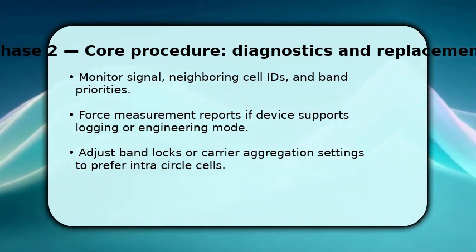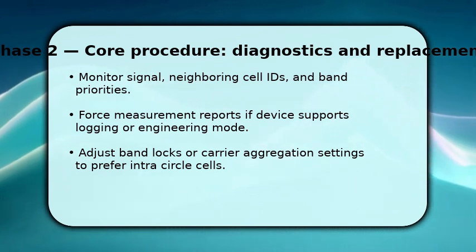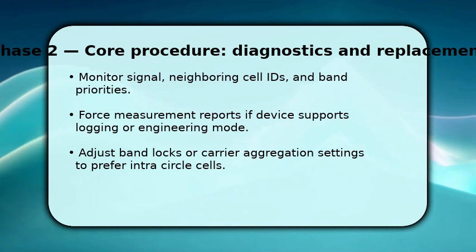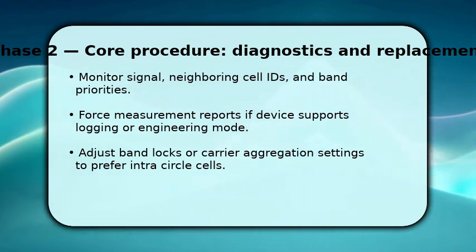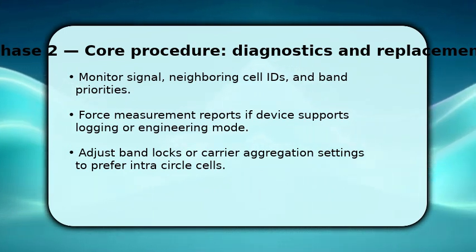Then, adjust band locks or carrier aggregation preferences to prioritize intra-circle cells. This increases the chance of a local handoff. Remember, carrier settings and RAN policies control final decisions, so your changes bias outcomes rather than guarantee them.